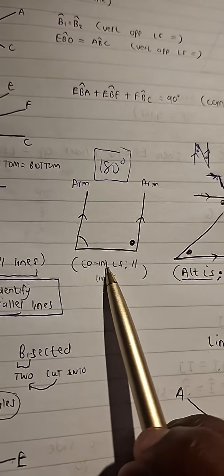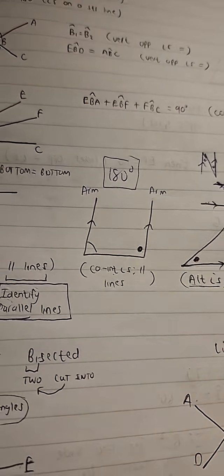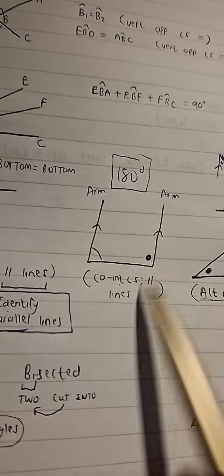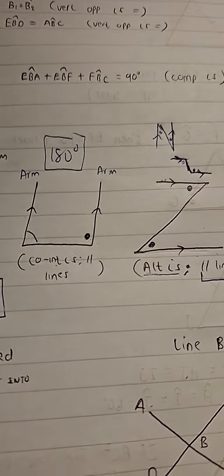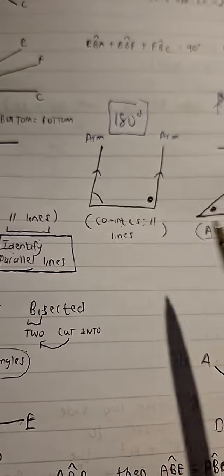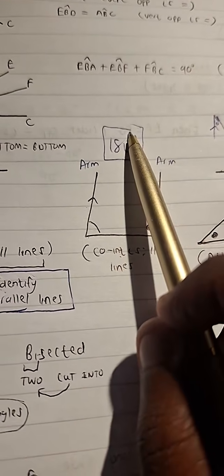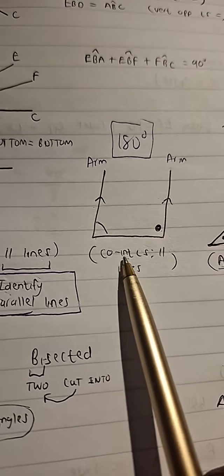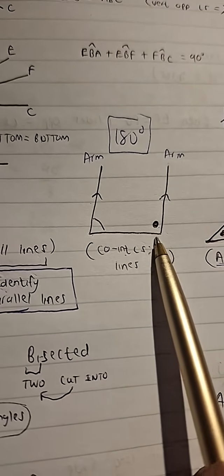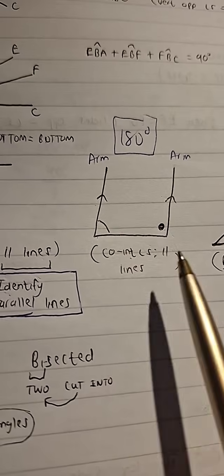Please, guys, whenever you write co-interior angles, you must indicate the lines that are parallel. So we say that angle plus that angle is equal to 180 degrees. Reason: co-interior angles, and you indicate the lines that are parallel.